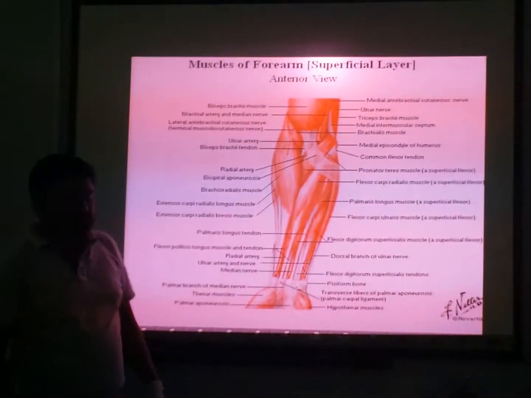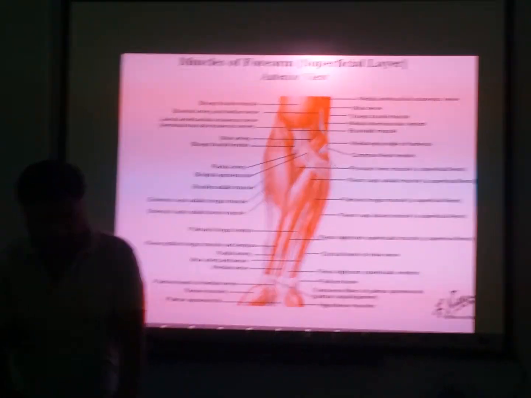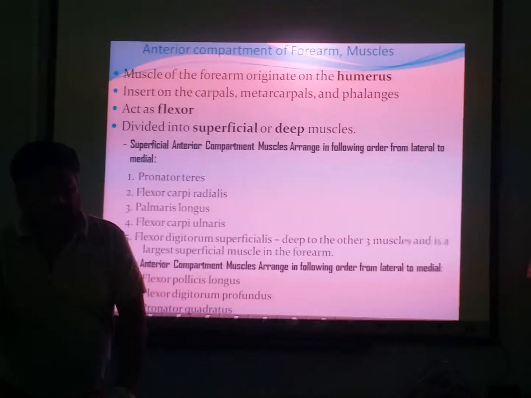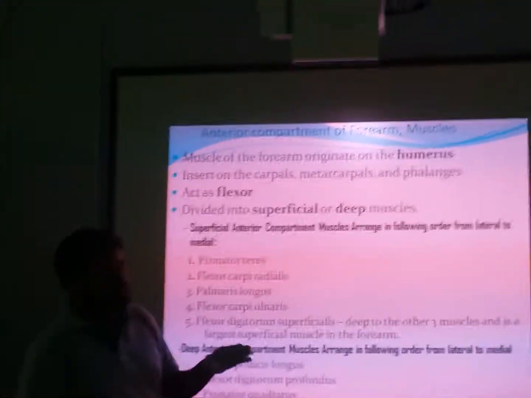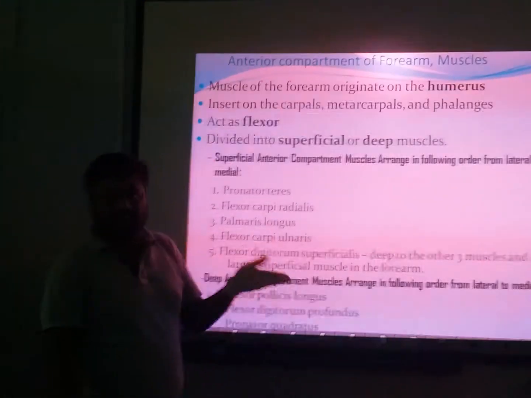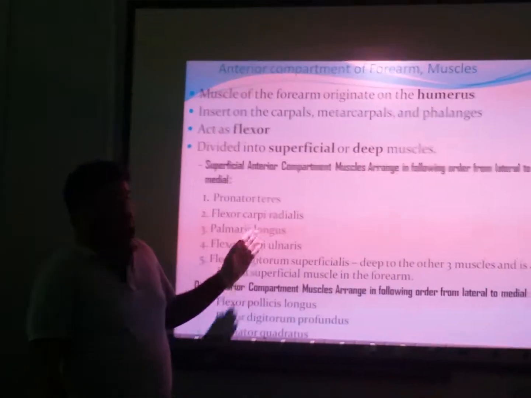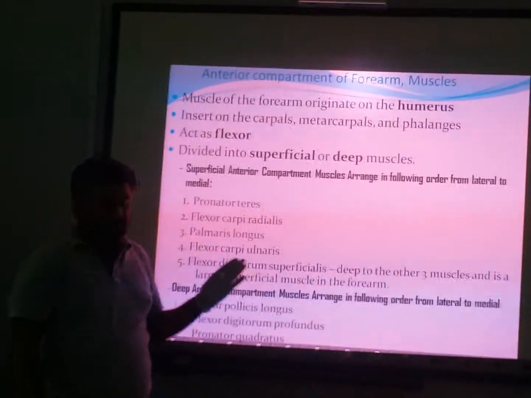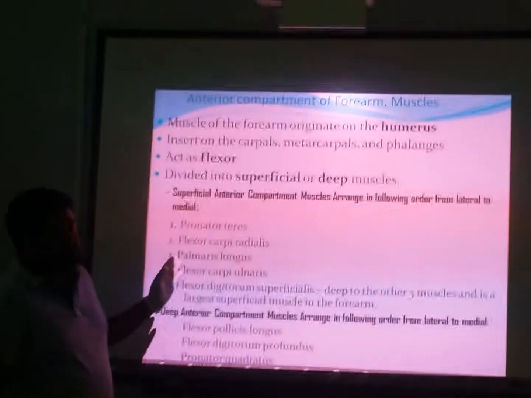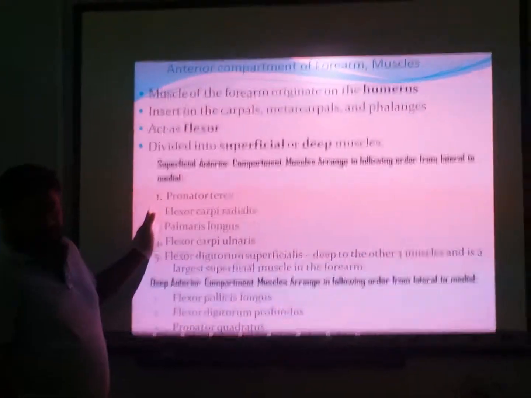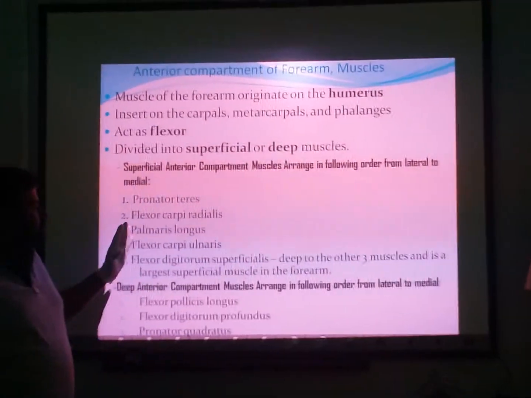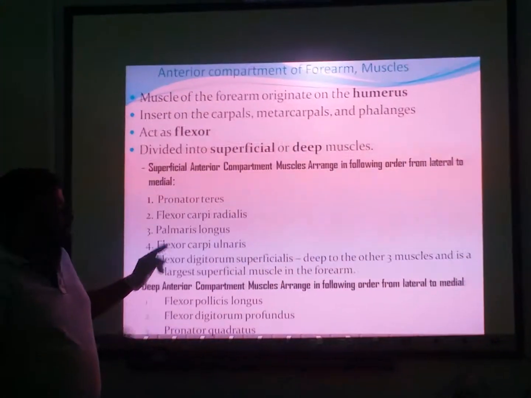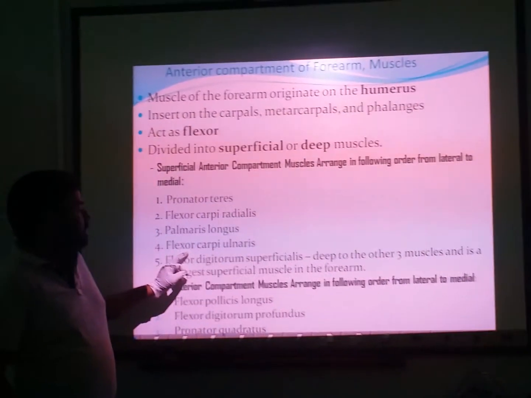So, the picture of the forearm after removal of the skin and the muscles in the front of the forearm. What are they, from lateral to medial side? First, they are divided into superficial and deep groups. In the superficial compartment, you have these 5 muscles, named from lateral to medial side: pronator teres, flexor carpi radialis, palmaris longus, flexor carpi ulnaris, and flexor digitorum superficialis.